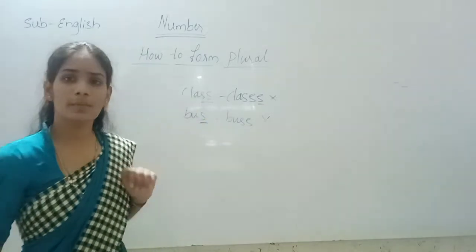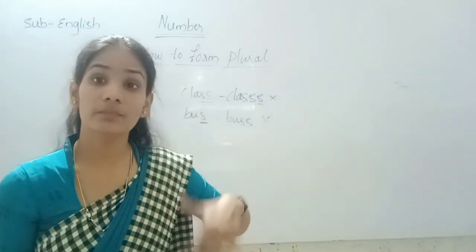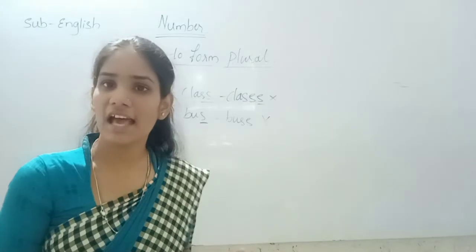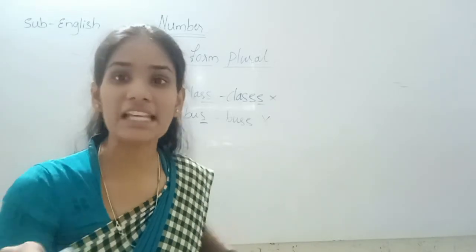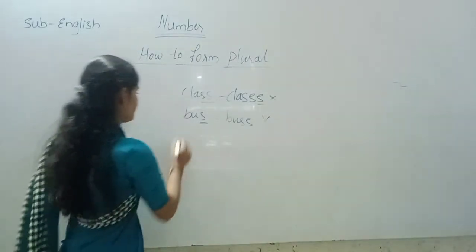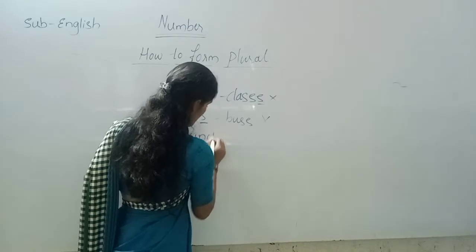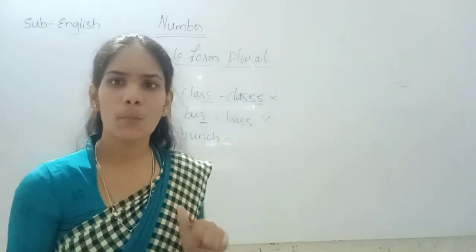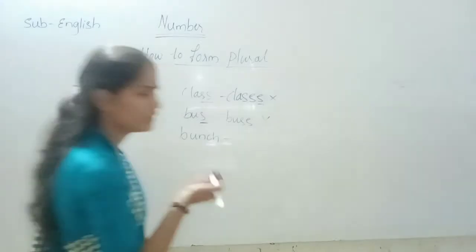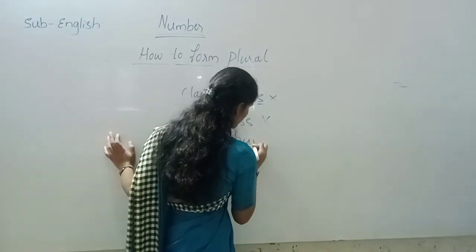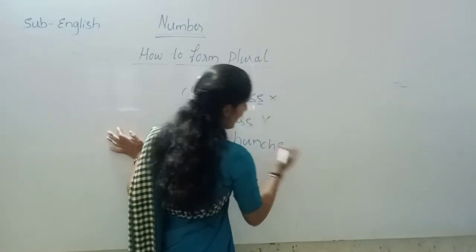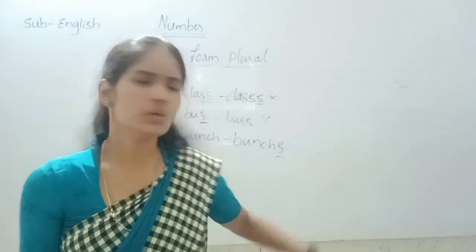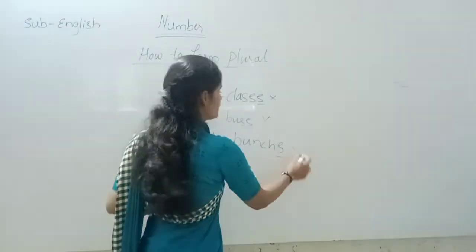And it is double S, bus, s, but this is wrong. And some words end with ch. Like bunch. So like a bunch. So bunches. So we have learned that to add s to the noun, it will become plural. So is it right? No, it's not right.